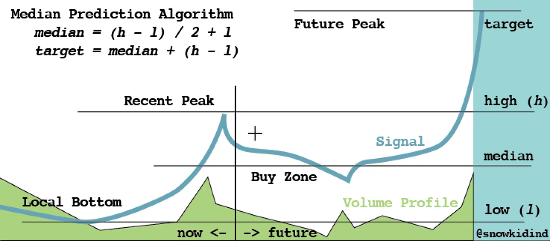So generally speaking, this is an algorithm that's designed to predict a potential future peak by taking this distance right here from the local bottom to the recent peak and then adding it from the median to the target. So we're basically taking the low and high, finding the difference, getting your median, and then adding this difference to the median to get your target. And that's the way the median program works.